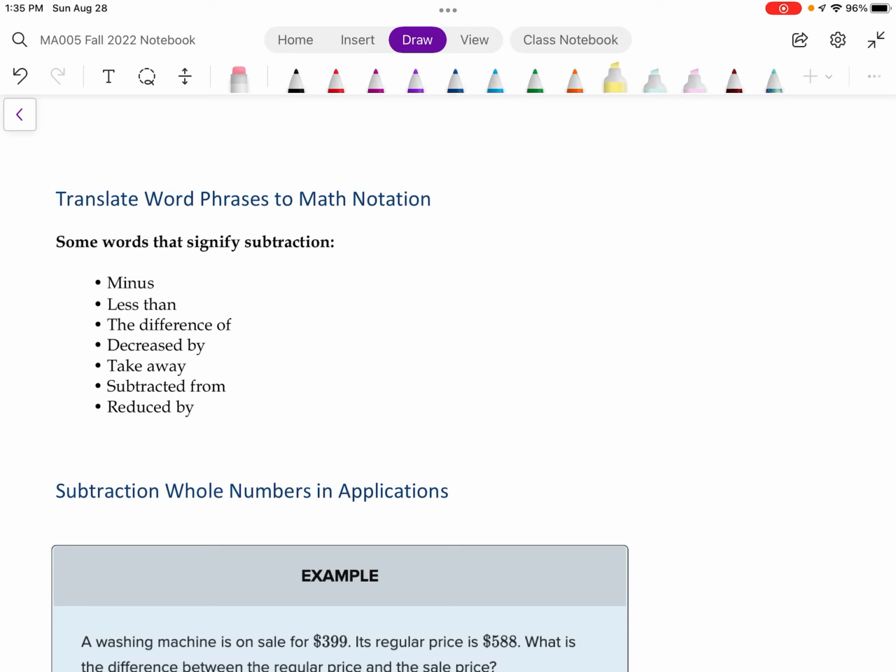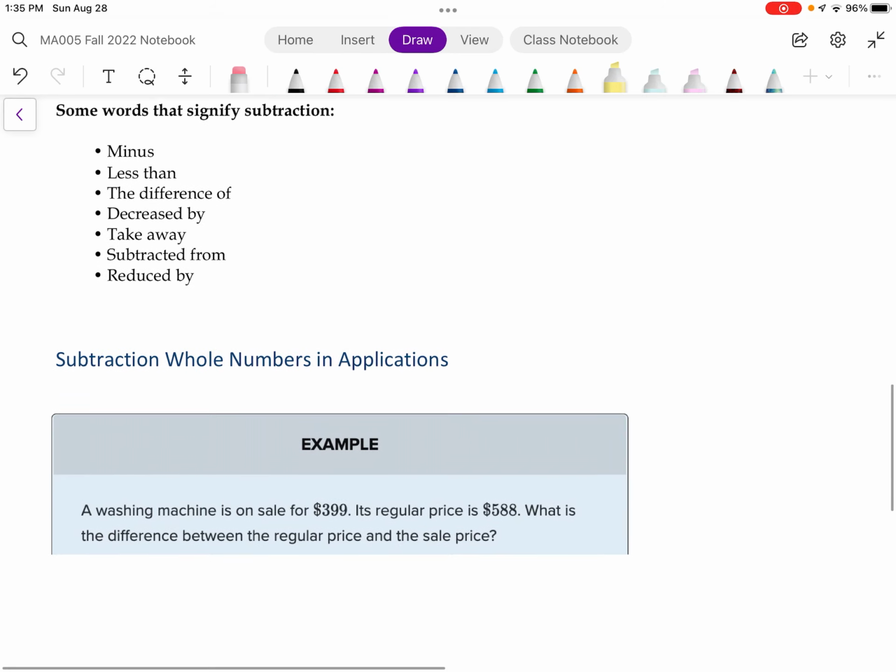If you see the words minus, less than, the difference of, decreased by, take away, subtracted from, and reduced by, you have to pay attention to these because they're not all in the same order. So sometimes they're talking about the original number and sometimes they're talking about what you're subtracting from it. So you have to pay very close attention to the words.